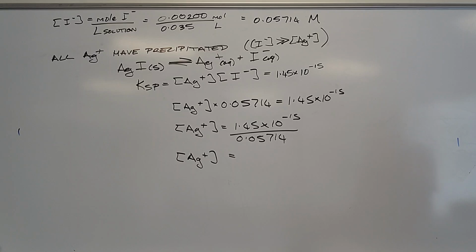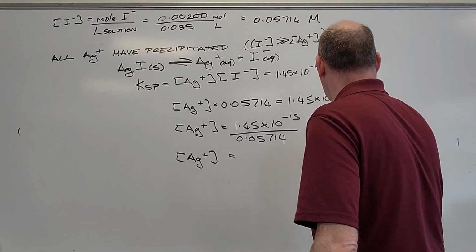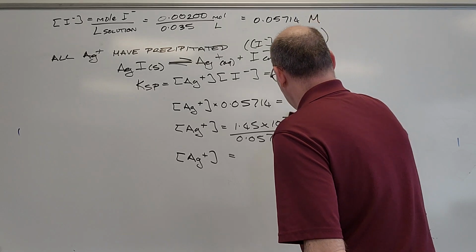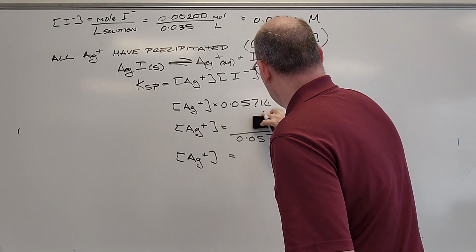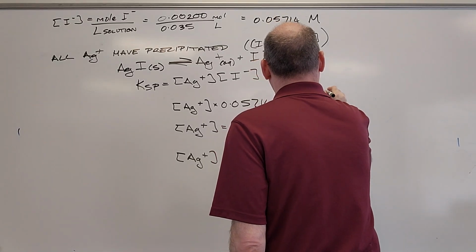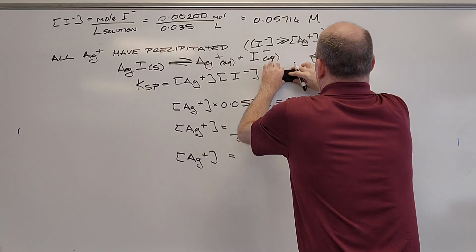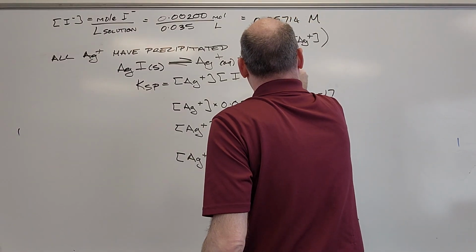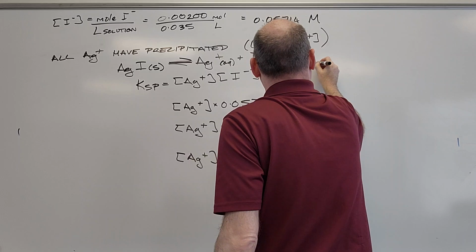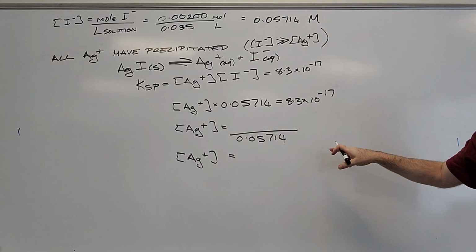Oh, wait a minute. I wrote the wrong number down. Yeah, I actually said out loud a few minutes ago that it was 10 to the negative 17. That number is the final number. This is 8.3 times 10 to the negative 17. The Ksp for silver iodide is 8.3 times 10 to the negative 17.